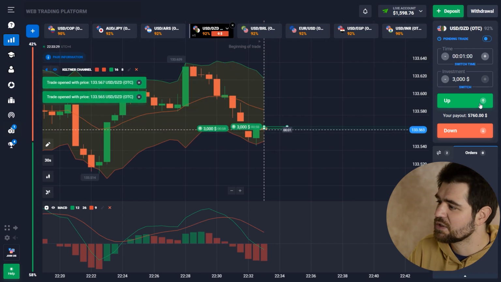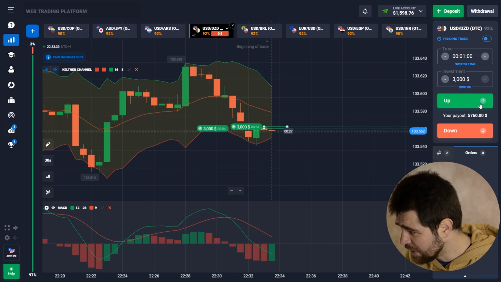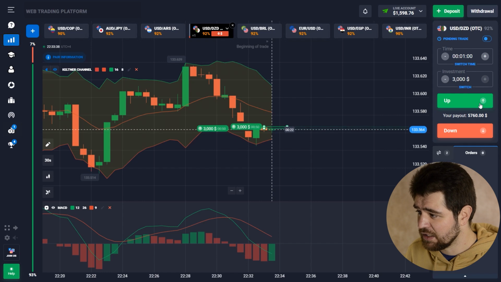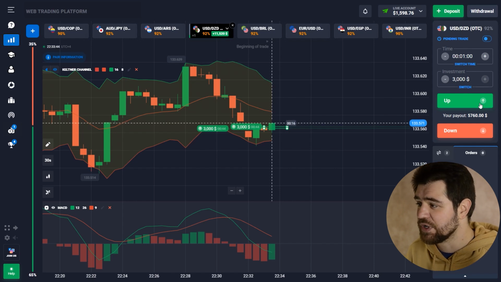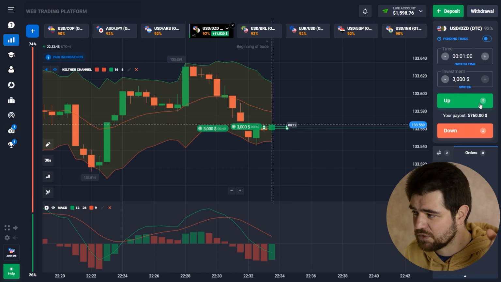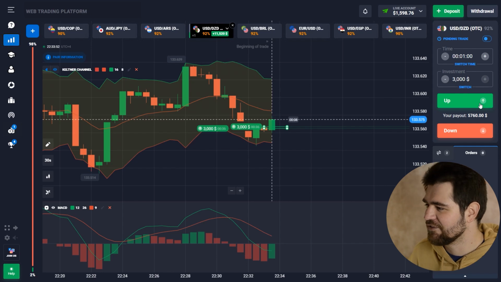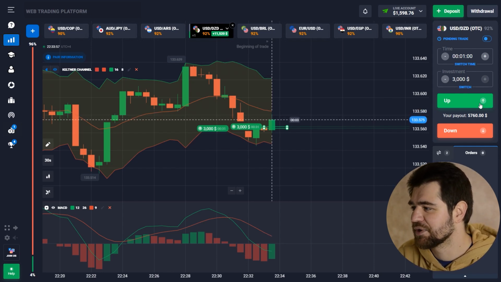Okay, let's just do this quickly because I've noticed that again we have the bottom line of the Keltner channel acting as a support for us at this point, and I'm expecting the price to bounce off this support level, and let's see if I'm correct. This is a 6K option, so better be correct.